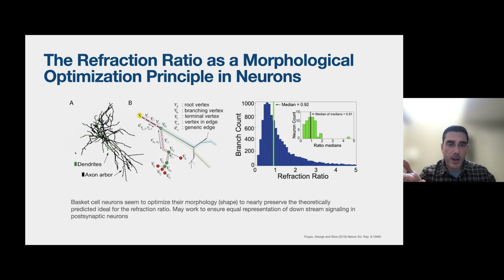One of the things we've been talking about with Allison for years now, actually, is whether we can use these theoretical concepts like the refraction ratio to think about neurodevelopmental disorders like autism from a systems engineering perspective.